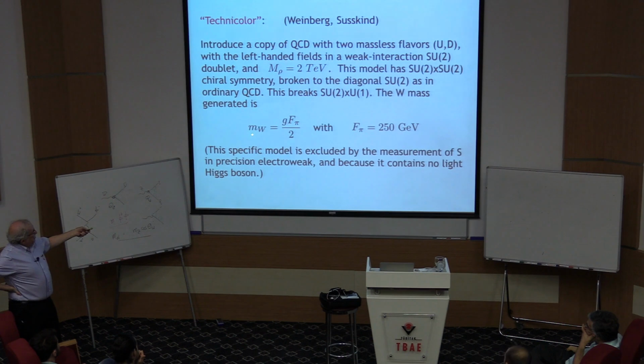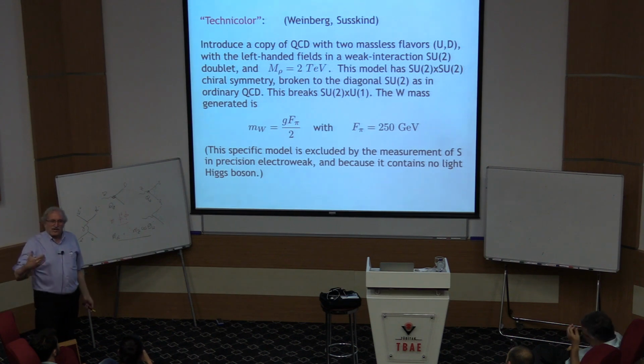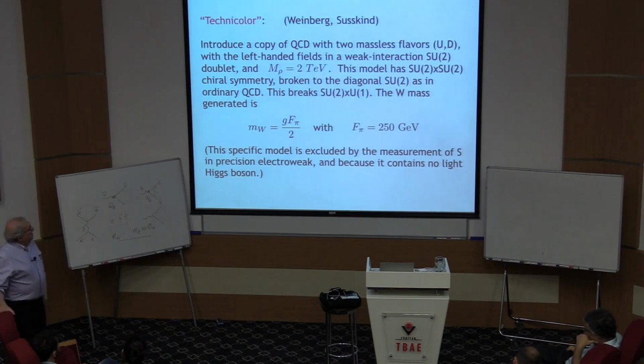The formula for the W mass is something like this, where F pi here is the analog in the new strong interaction theory of the pion decay constant. I know at least one of you now knows what the pion decay constant is. Here, the pion decay constant plays the role of the Higgs expectation value, so its value is 250 GeV, and that puts the rho mass, the resonance masses of the strong interaction theory, at about 2 TeV.